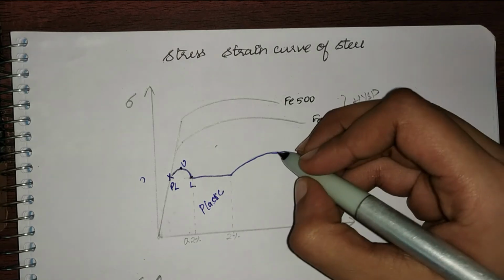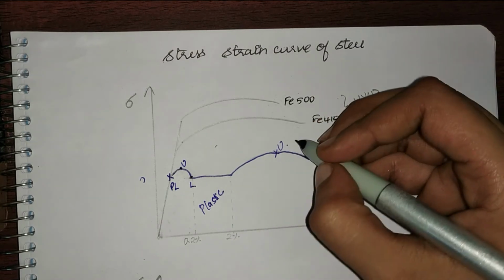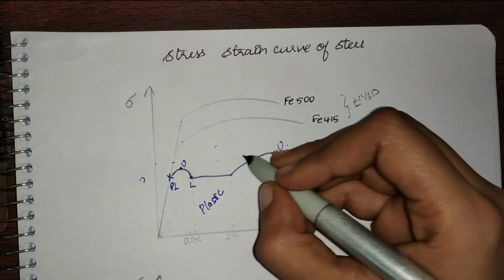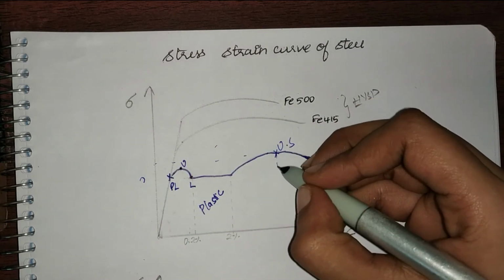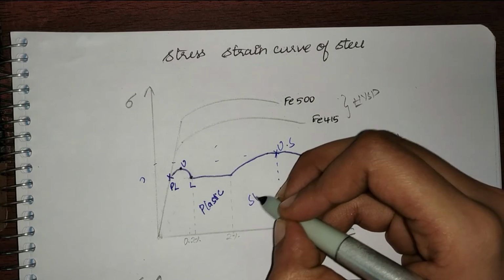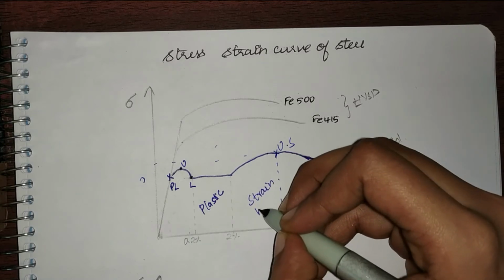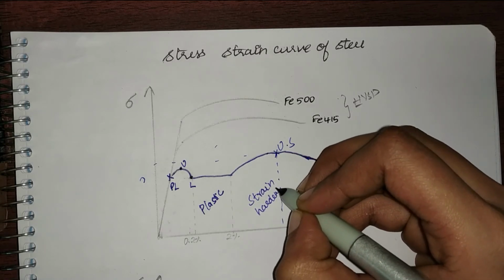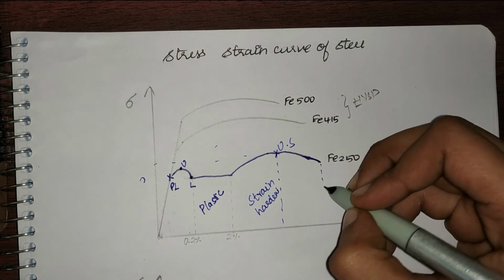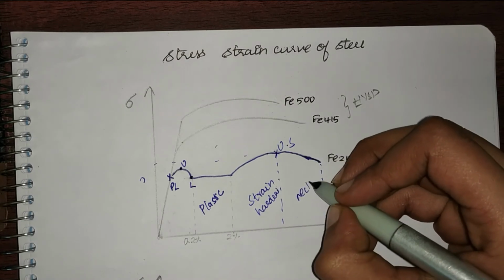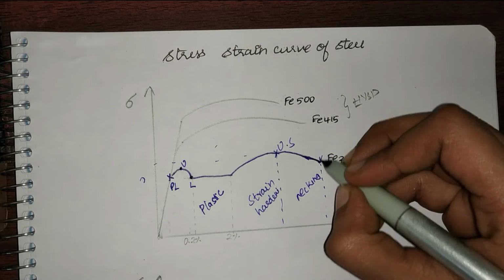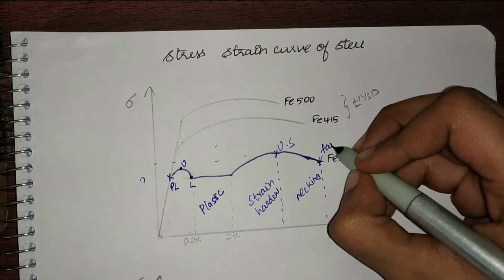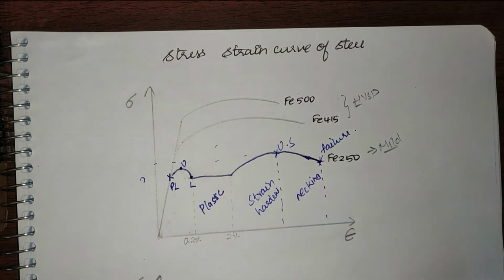and this is my ultimate stress corresponding to here. This is my ultimate stress, and till this part this is my strain hardening. And after this necking will happen, and here failure. So this is the stress strain curve of mild steel bar.